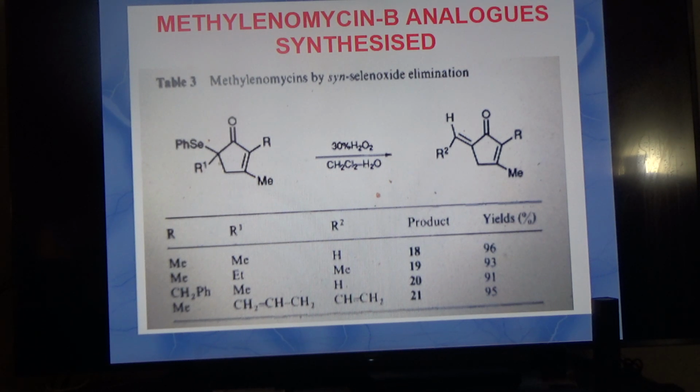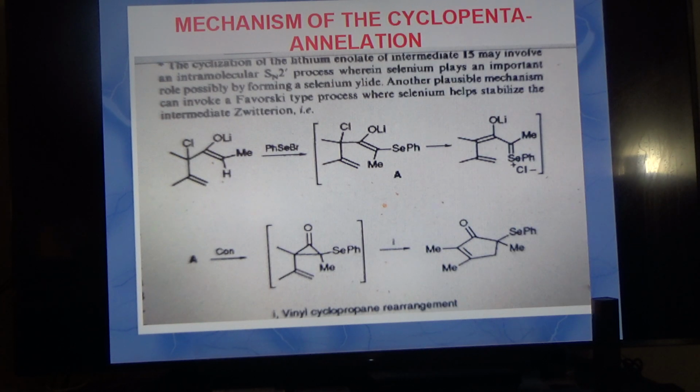In the next slide, I am showing you the mechanistic pathway. This is the first mechanism that comes to mind. Cyclization of the lithium enolate may involve an intramolecular SN2, but it's not a simple SN2 prime. It involves selenium, because selenium forms a selenium ylide. Once the enolate is formed in the first step, the enolate reacts with phenylselenium bromide to get a selenium enolate, and then the selenium can form an ylide by electron shift.